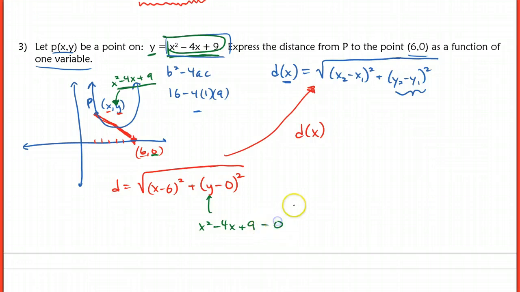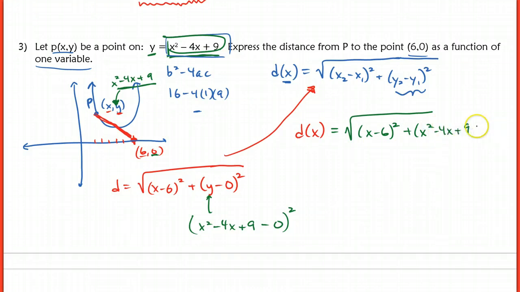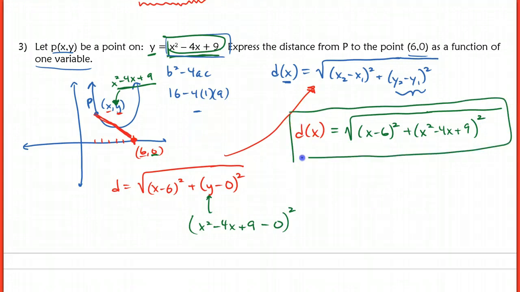So if I substitute that in here, this is now in terms of one variable. So d of x is equal to the square root of x minus 6 squared plus x squared minus 4x plus 9, and then the minus 0 here really doesn't matter, squared. And so this is my function of distance in terms of one variable, x.